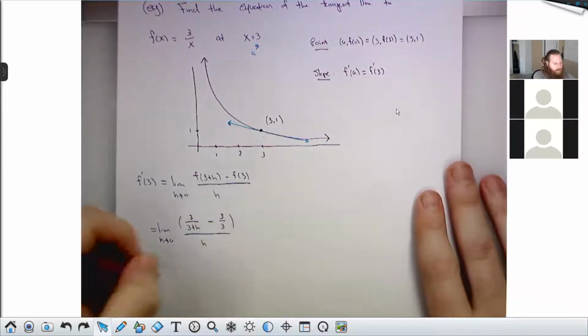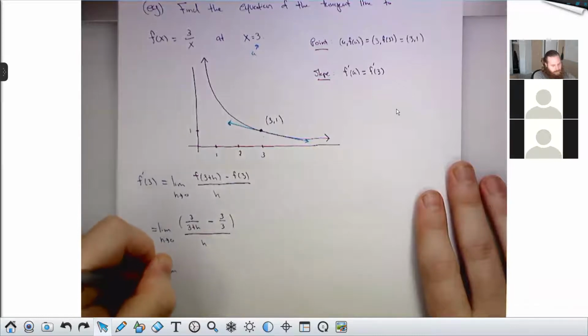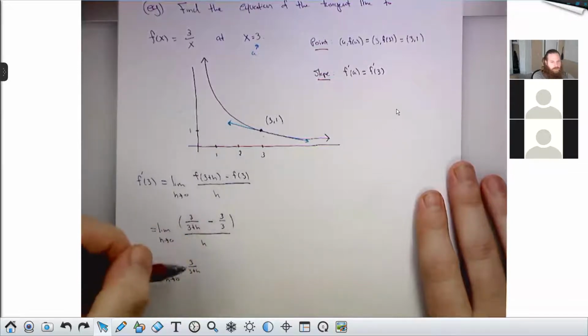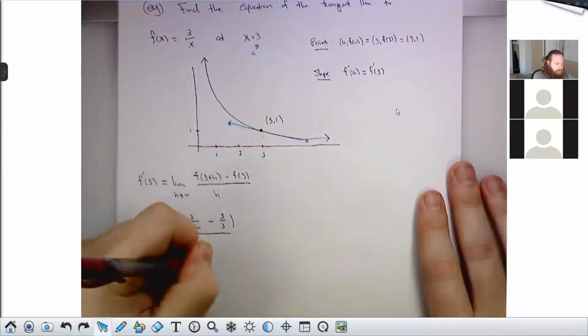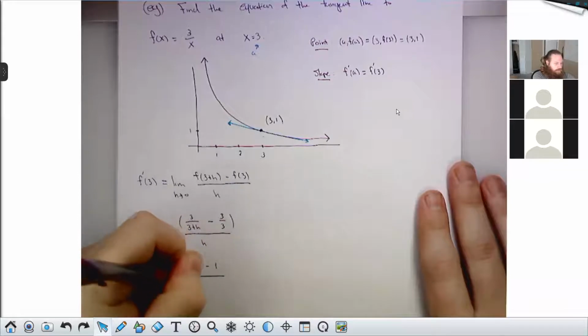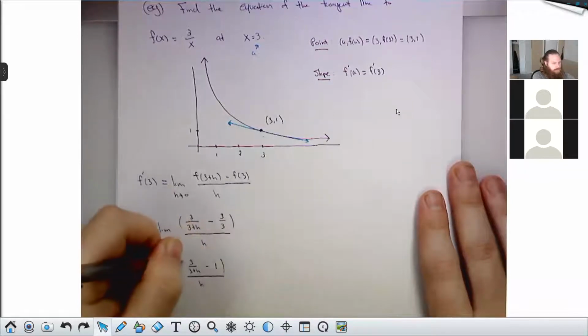3 over 3 is 1. So this is 3 over 3 plus h. I cannot cancel anything here, right? Because 3 is not a factor of the bottom. But over here, I can cancel 3 over 3. That's just 1. And all of this is being divided by h.